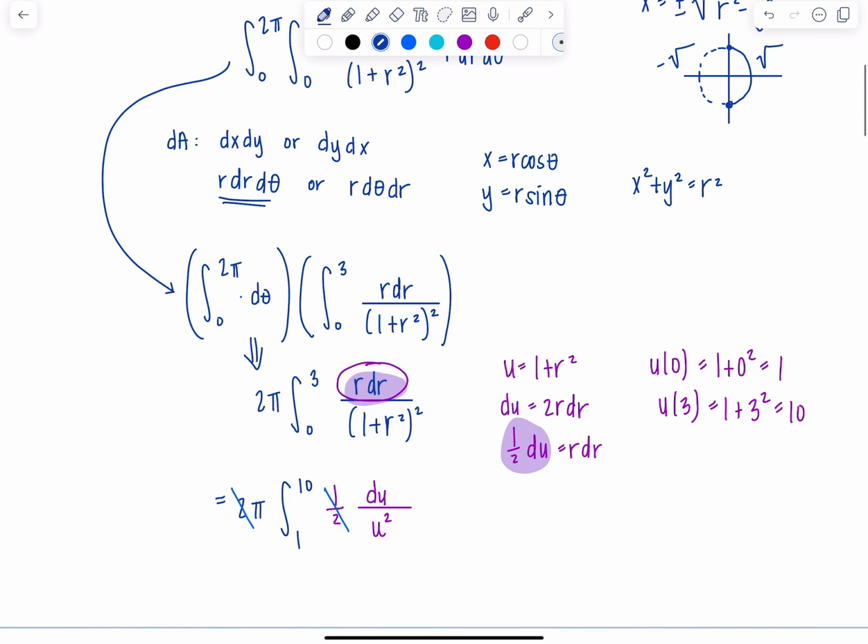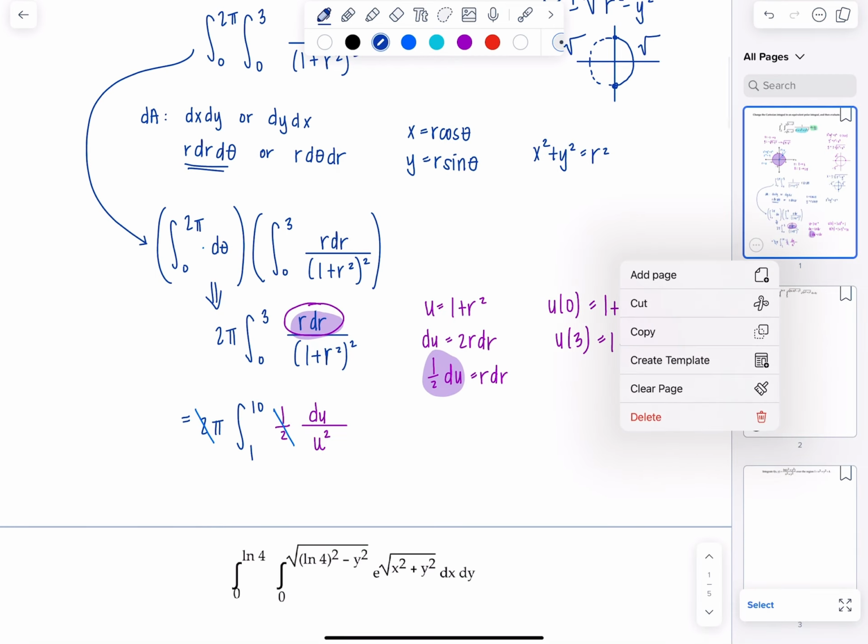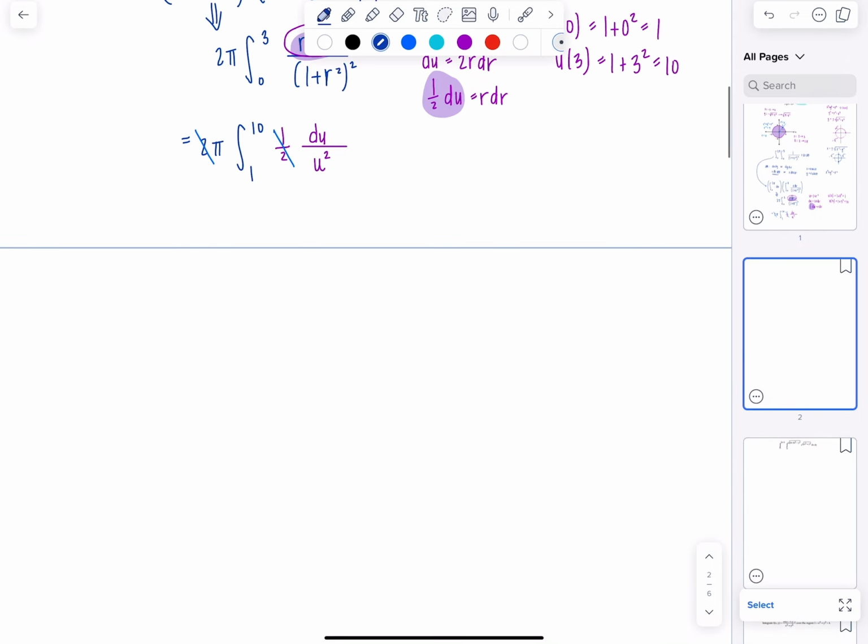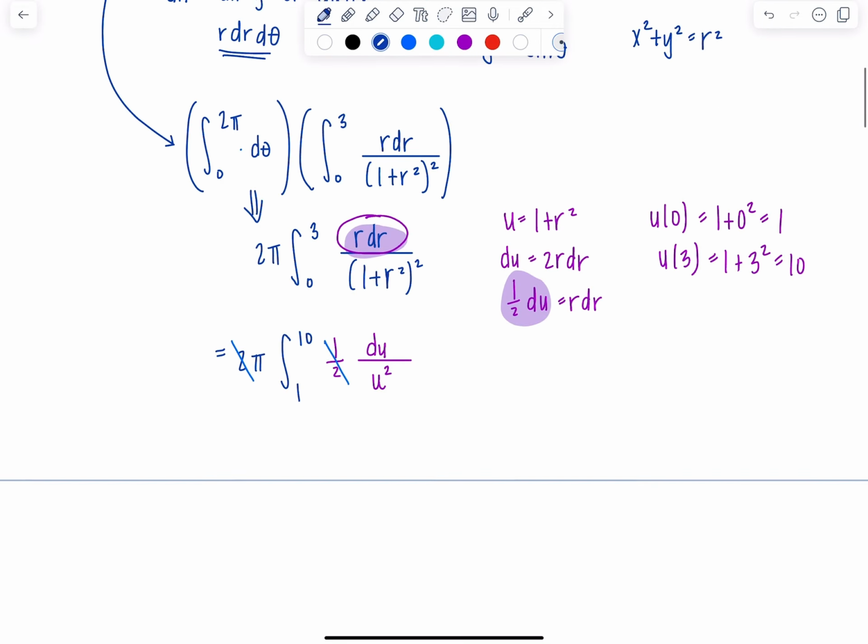And then, oh, I need a bit more space. Please bear with. Let me add myself a little page. Let's rewrite. We have pi integral from 1 to 10. U squared in the denominator means we have u to the negative second, and then du. Okay. Just because you see something in the denominator doesn't mean the antiderivative is going to involve ln. I see that little oops all the time, okay?